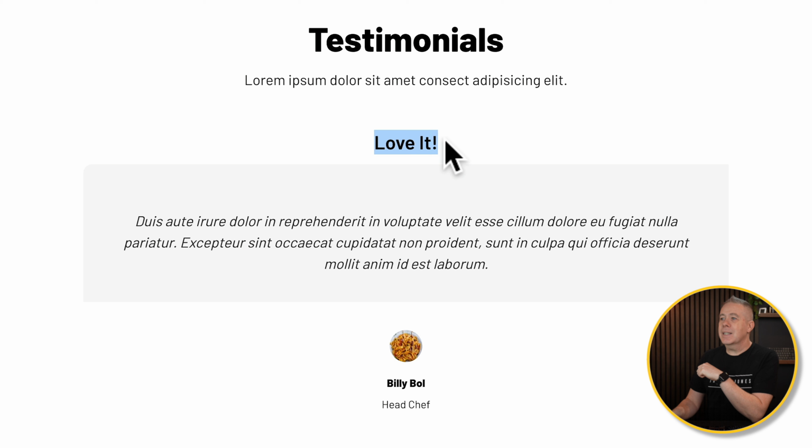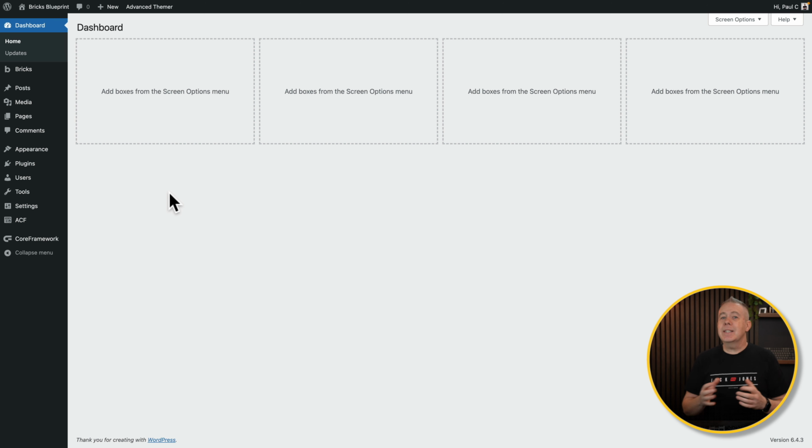We've got the title of the testimonial itself, the photograph of the person that actually wrote it, their name, and their position. But you can expand this in any way that you want to. So let's take a look at how we create it. First things first, we're going to need to create the custom post type, and then we're going to create the custom meta fields associated with it.